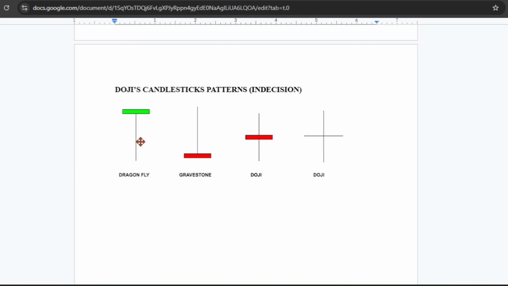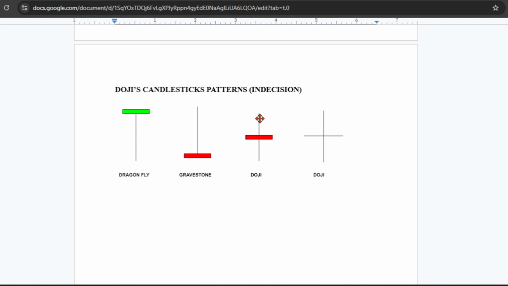When you see this type of candlestick, you are yet to take a decision in the market. You still want to wait to see any of the other bullish candlesticks. And also we have the gravestone. The gravestone is telling us an indication for sell, but it is also not reliable. We have the doji. The doji is now telling us that there is no particular side of this market.